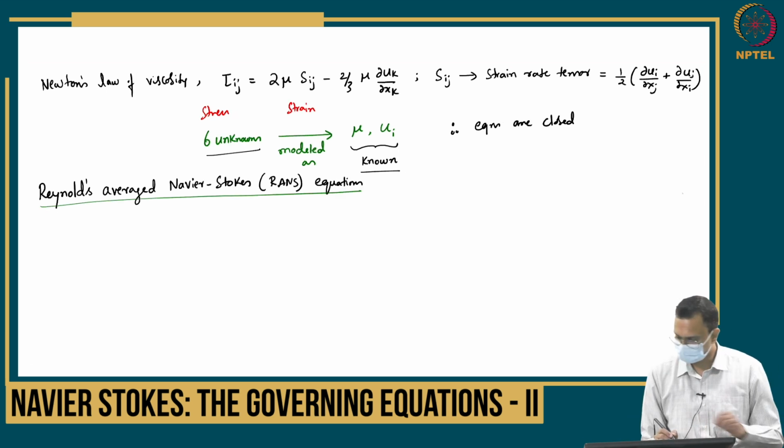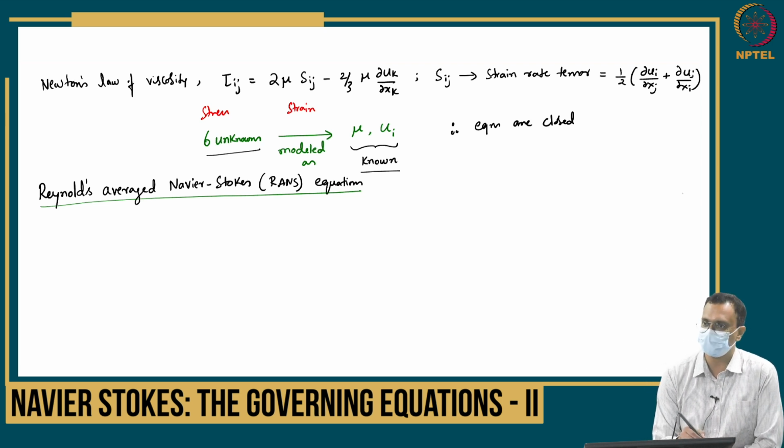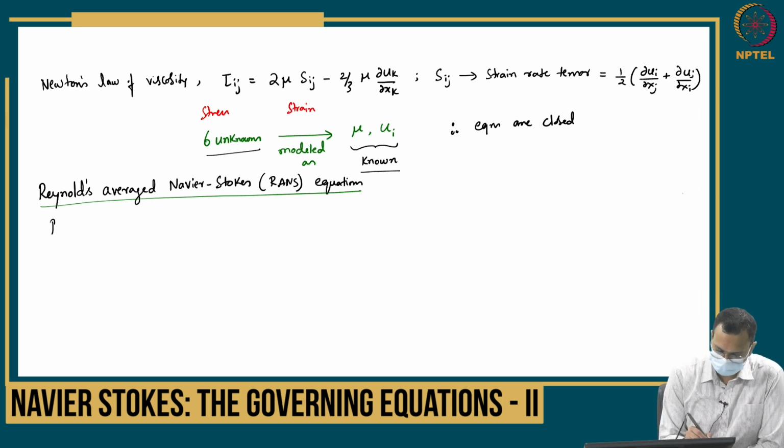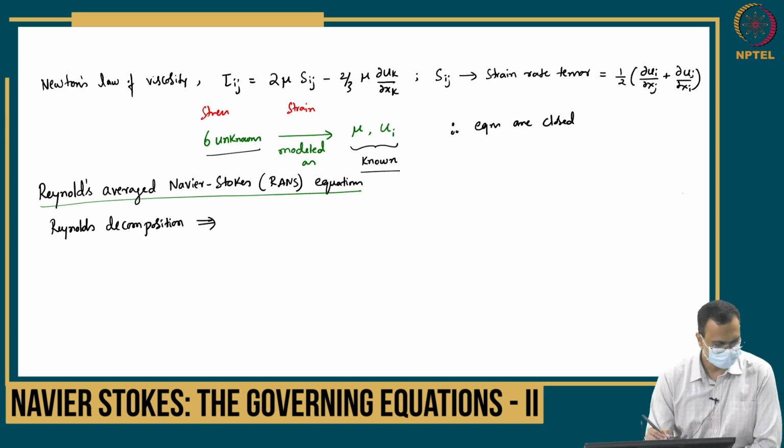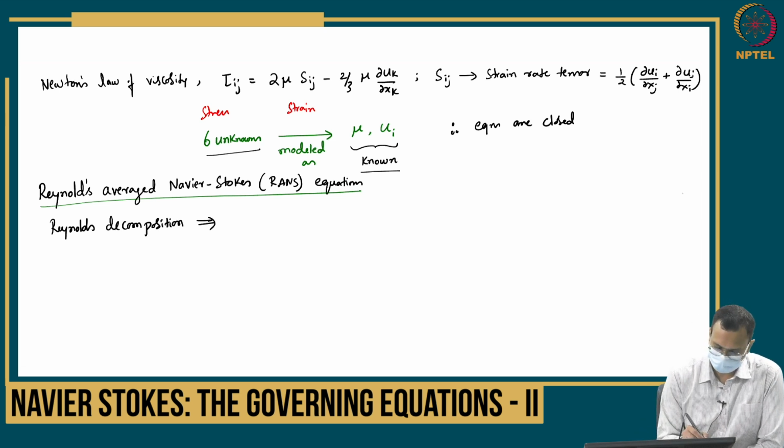So in the Reynolds averaged Navier Stokes equations, first of course the chapter 1 part, the statistical analysis, we decompose the flow into mean and fluctuations, right? So the first part is Reynolds decomposition. When I talk about Reynolds, this is Osborne Reynolds, O. Reynolds.